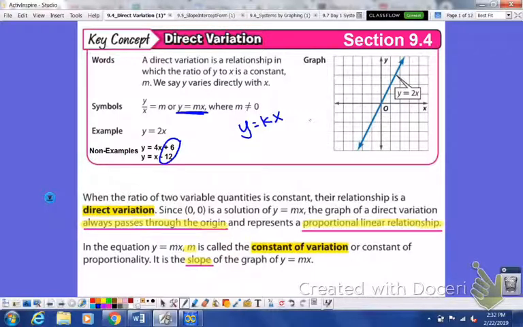In the equation y equals mx, m is called the constant of variation, so another vocab word for you, or constant of proportionality. It is the slope of the graph of y equals mx. So earlier this year we talked about how to tell if a graph was proportional. So when we're talking about direct variation, we're basically looking at the same thing. It needs to be a straight line, and it needs to be through the origin, which tells us that there is a constant.